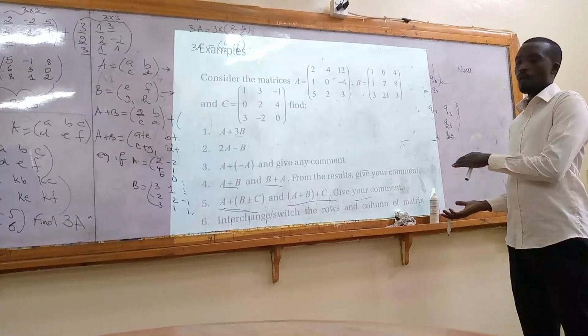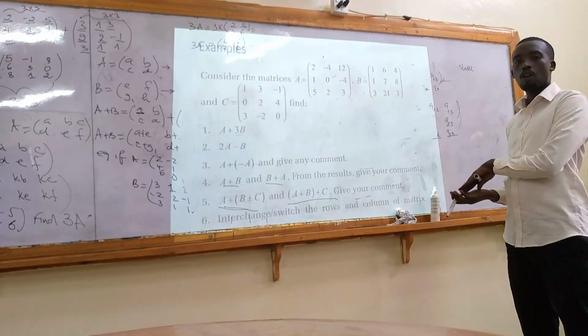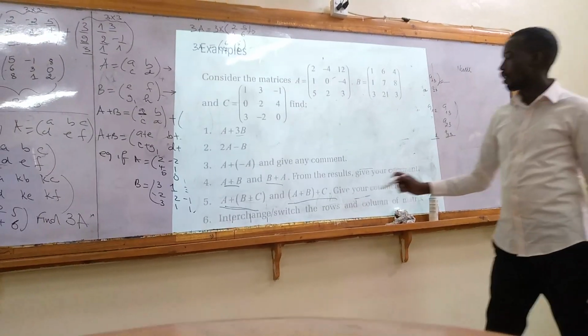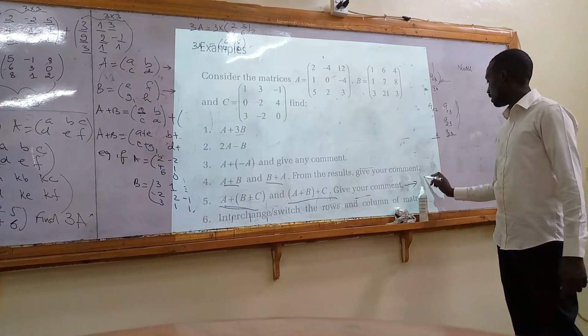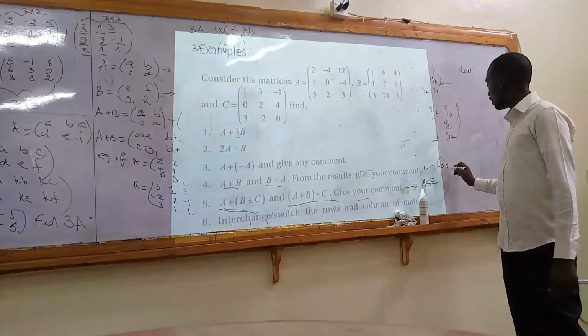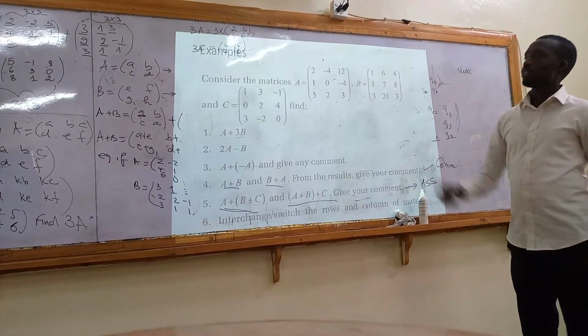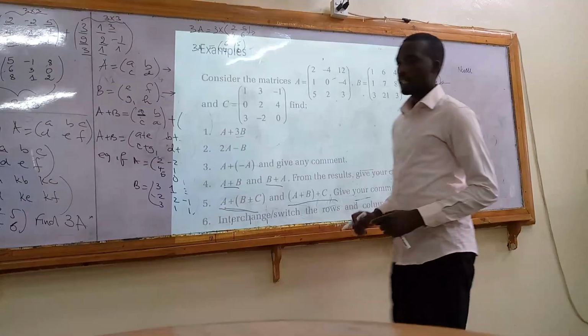You change. The one which is a row becomes a column. The one which was a column becomes a row. Here you're going to prove, is it associative? Here you're going to tell me, is it commutative? So try to do the examples and tell me the answers here.